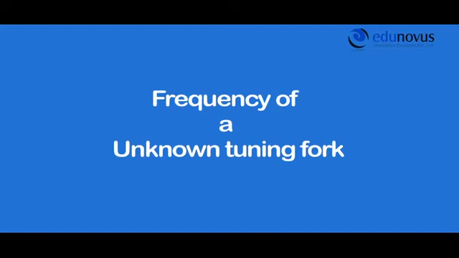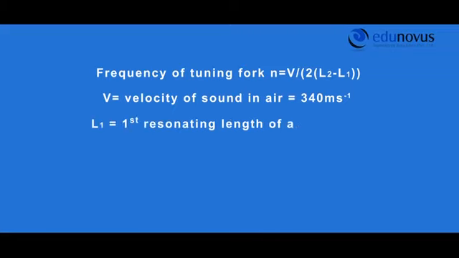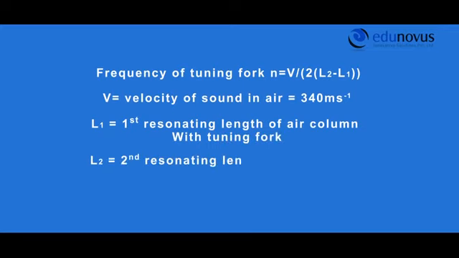Now, let us see how to determine the frequency of an unknown tuning fork. Frequency of the tuning fork N is equal to V divided by 2 into L2 minus L1. V is equal to velocity of sound in air, which is 340 meter per second. L1 is equal to first resonating length of air column with the tuning fork. L2 is equal to second resonating length of the air column with the tuning fork.